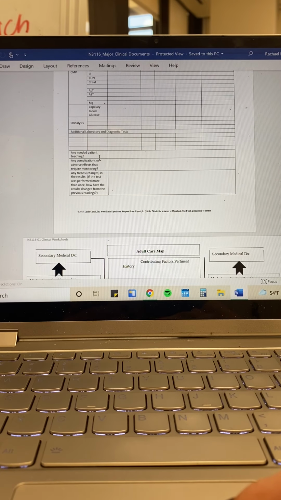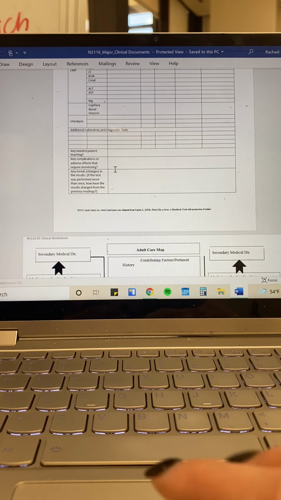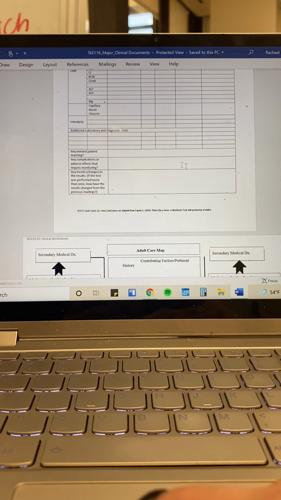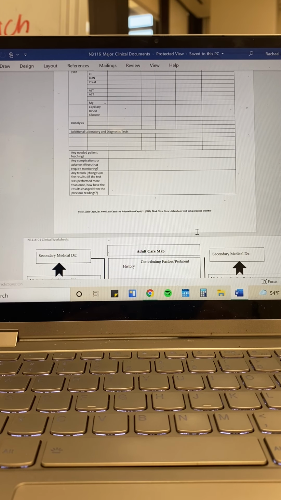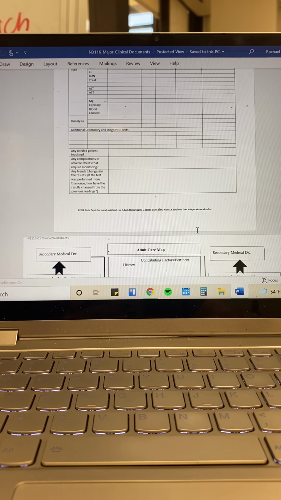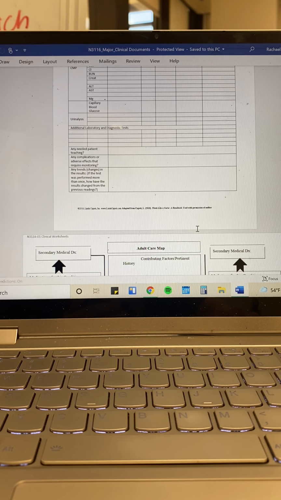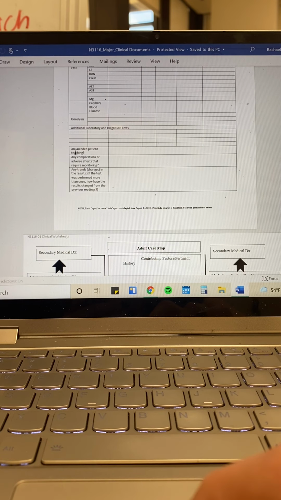Down here at the bottom, there are some questions about patient teaching, complications, trends. So you should have something ideally in each of these boxes. For example, maybe you are doing a blood transfusion on your shift because your patient's H&H came back low. This is where you would identify that and the education needed as well.